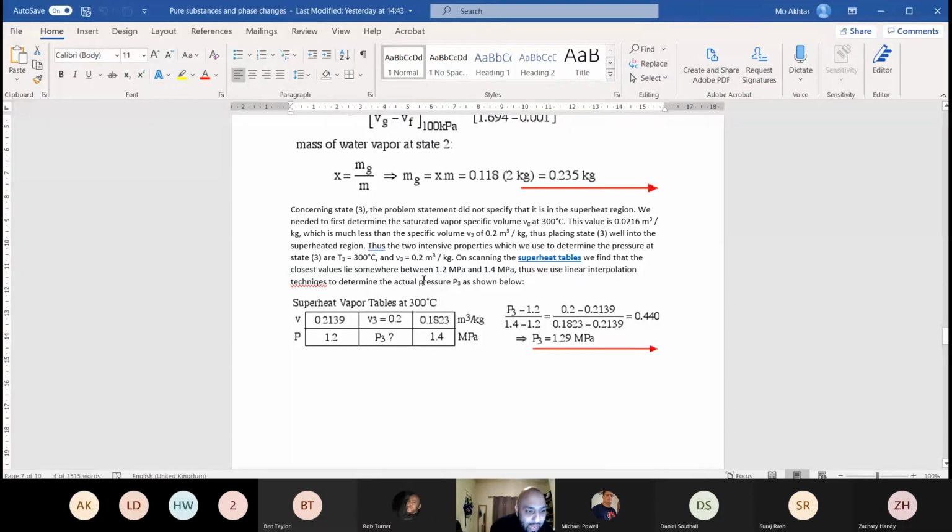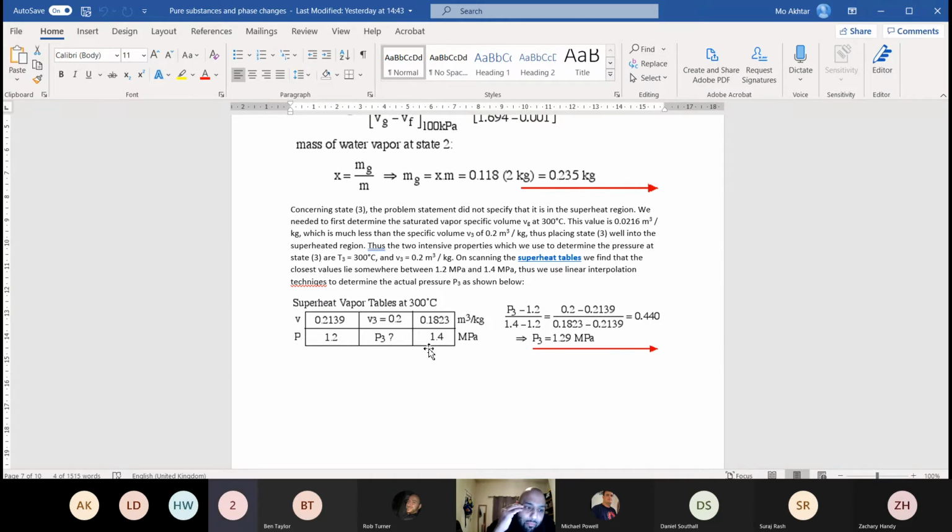First of all, I can make a simple table with V and P. So we're at 1.2 MPa, that's going to be the volume. We're now at 1.4 MPa, that's the volume. In between is 0.2, what's the pressure going to be? Do you understand what I've done here, everyone? I've just put it into a very simple table. Are you all okay with that?